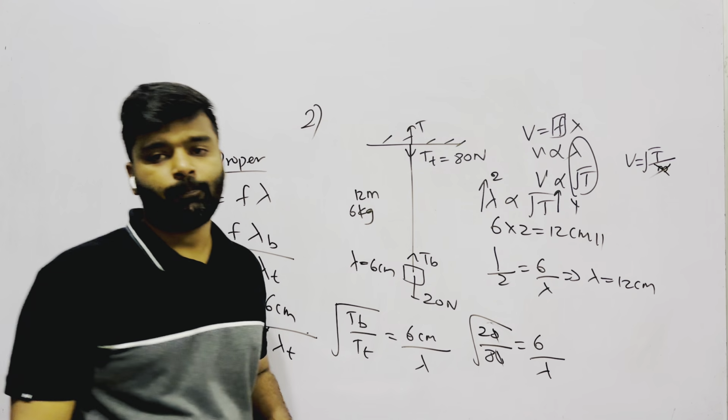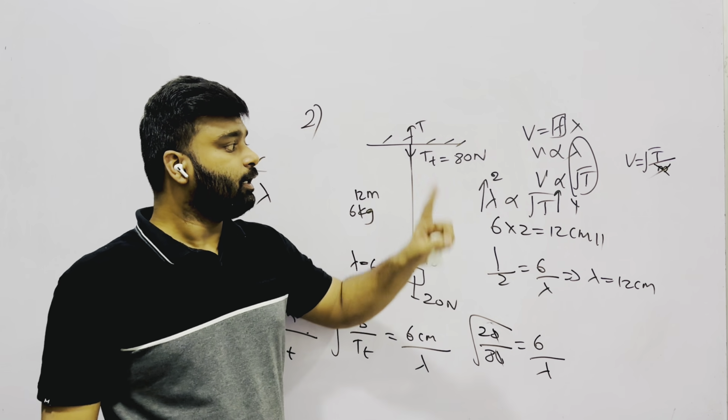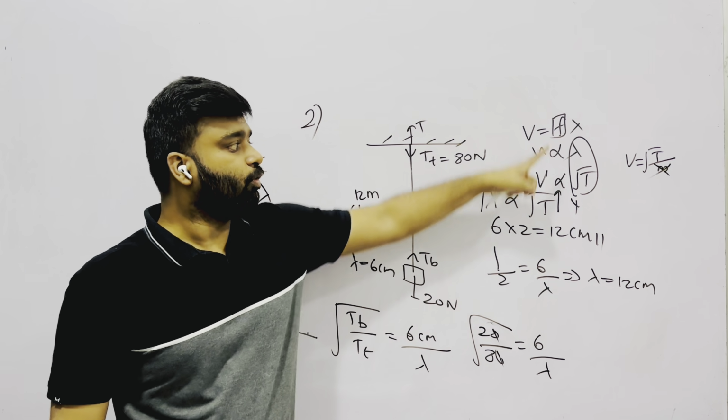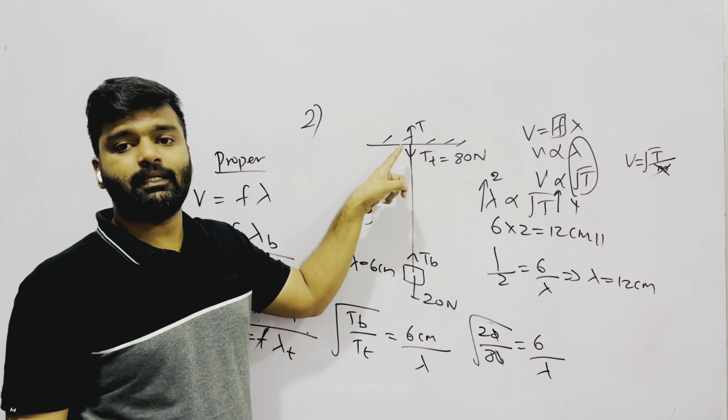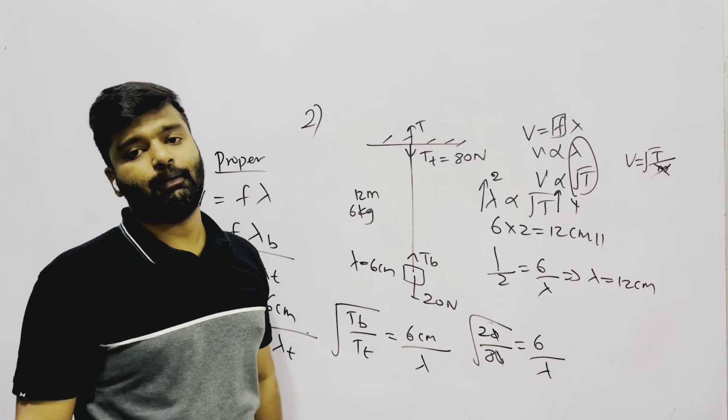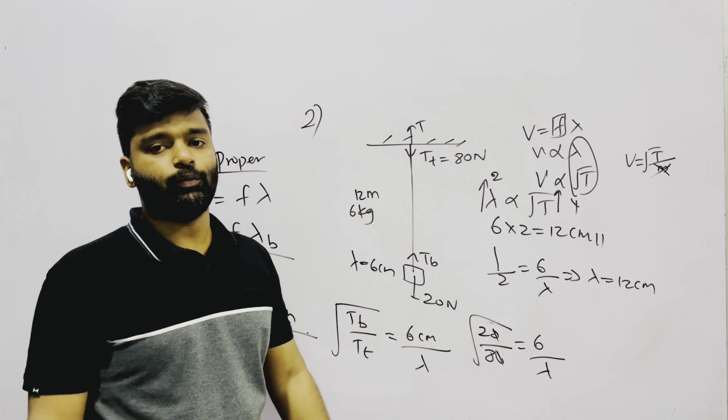That's it. V proportional to lambda, V proportional to root of T. Therefore, lambda is directly proportional to root of T. Tension is quadruple. Therefore, lambda is doubled. Therefore, 6 into 2 is equal to 12 centimeters.